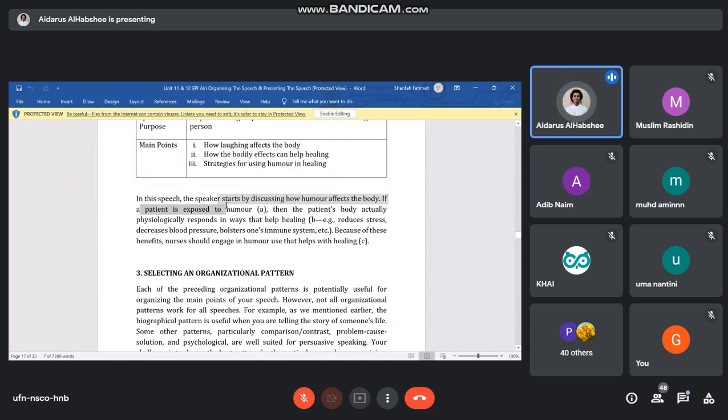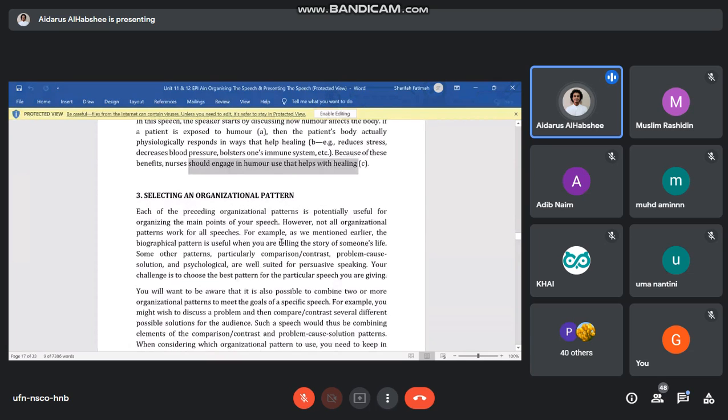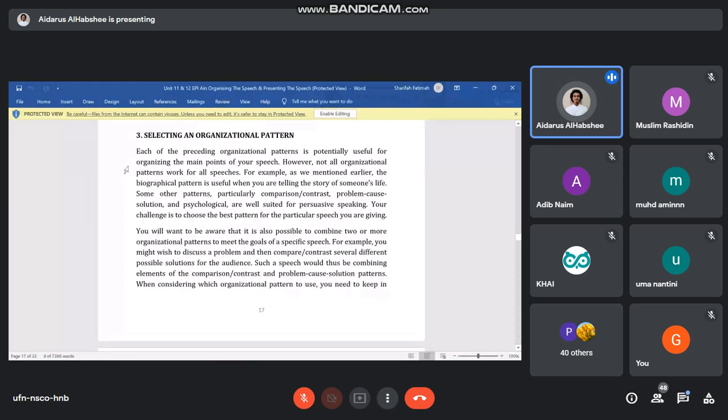If a patient is exposed to humor, A, then the patient's body physiologically responds in ways that help healing. So A to B: reduced stress, decreased blood pressure. This is what we call the effect. The cause is humor, and the effect is the healing. Because of these benefits, nurses should engage in humor use that helps with healing. So from A to B to C. This is what we call a psychologically logical pattern. Those are the types of organizational patterns you can use.